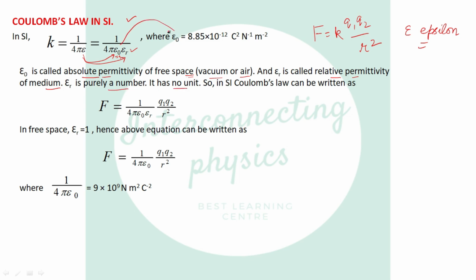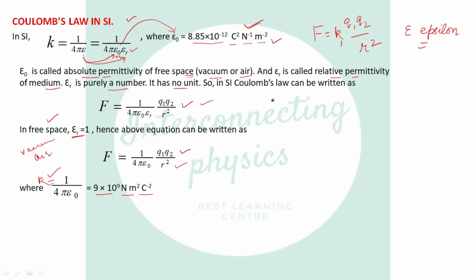Epsilon r is purely a number, it has no unit. But epsilon naught has the value 8.85 into 10 raised to power minus 12, and the units are Coulomb square Newton inverse meter inverse square. I will tell you how to calculate the units. Now, F can be written as, put the value of k here, 1 over 4 pi epsilon naught epsilon r Q1 Q2 over R square. But if we discuss Coulomb's law in free space, that is in vacuum or air, we can write the relative permittivity epsilon r equal to 1. Hence F equal to 1 over 4 pi epsilon naught Q1 Q2 over R square. And the value of 1 over 4 pi epsilon naught or small k is equal to 9 into 10 raised to power 9 Newton meter square Coulomb inverse square.